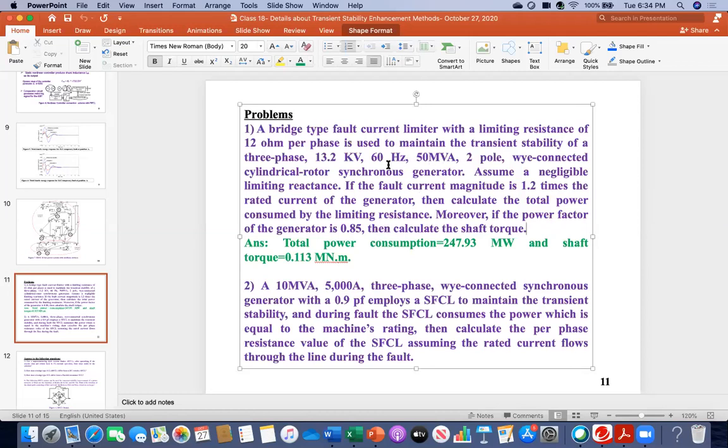In the third line, that number 50 MVA, that is the rating, that is the apparent power. That is not the P, that is not the real power. So you have to multiply by the power factor. So 50 MVA multiplied by 0.85, divided by the omega. That omega you have to calculate from the given information.